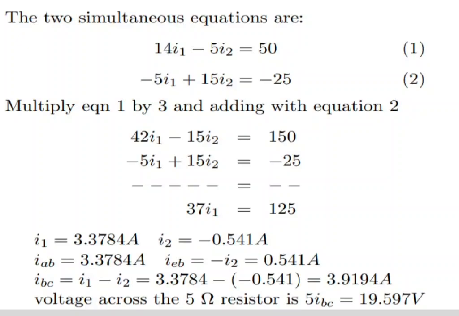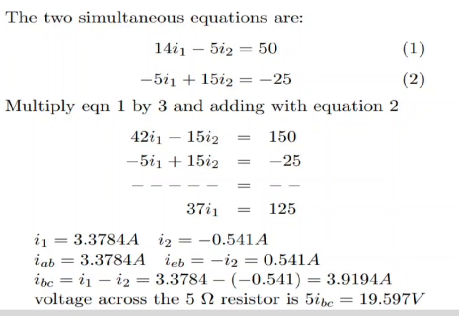For solving the equations, the coefficient of one of the unknowns should be the same. How can you make the coefficient the same? In the first equation the coefficient of I2 is 5, and in the second equation the coefficient of I2 is 15. So make the I2 coefficient in the first equation 15 by multiplying the whole equation by 3. You will get 42 I1 minus 15 I2, which is equal to 150.